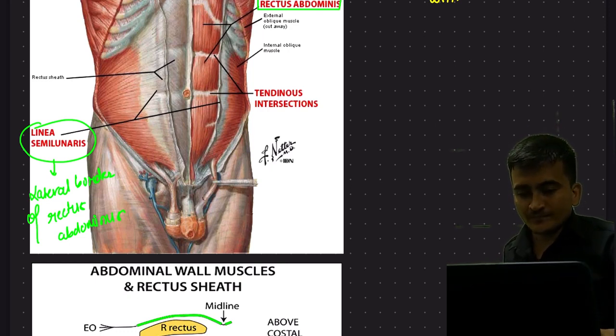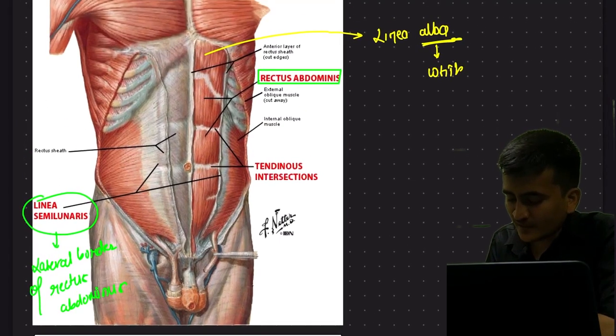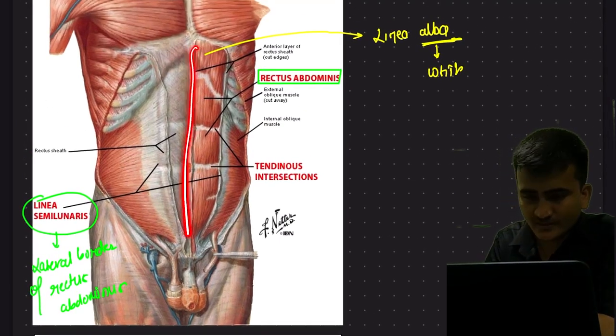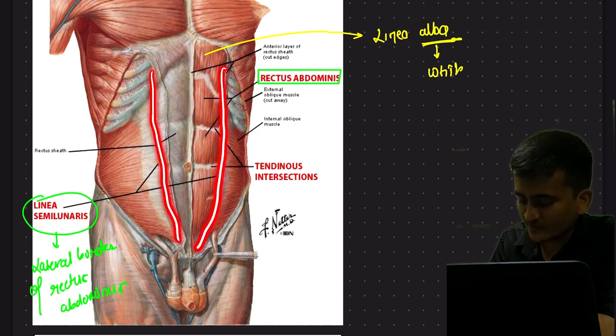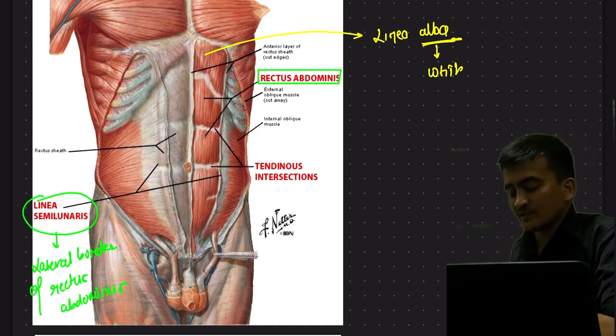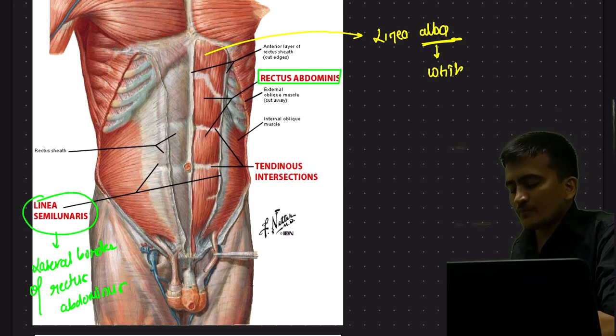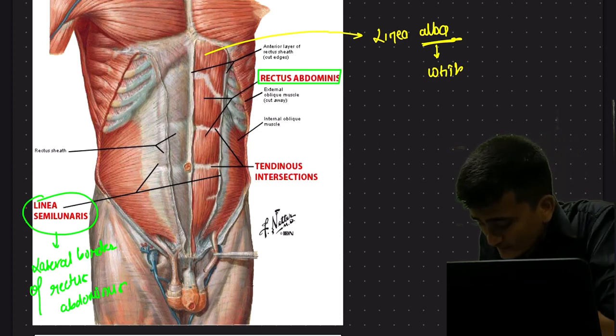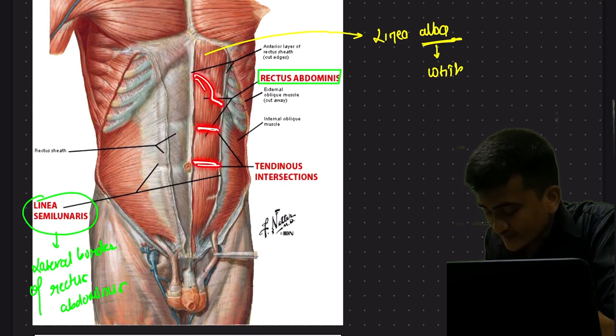Okay, we talked about linea alba right here. Yes, linea alba. We talked about linea semilunaris. Yes, we talked about linea semilunaris. Okay, now let us talk about these intersections, white intersections.